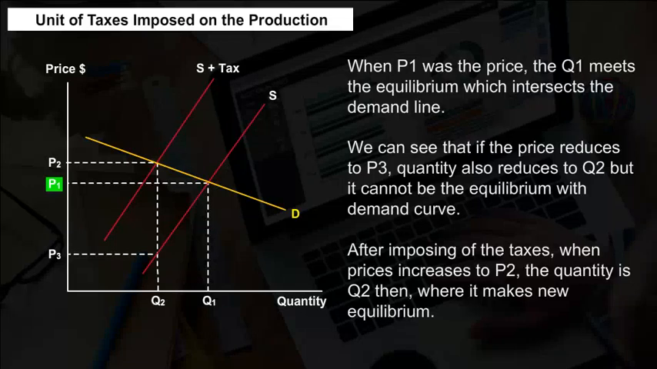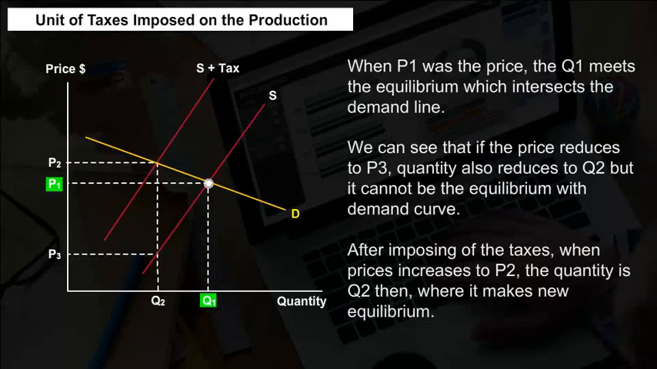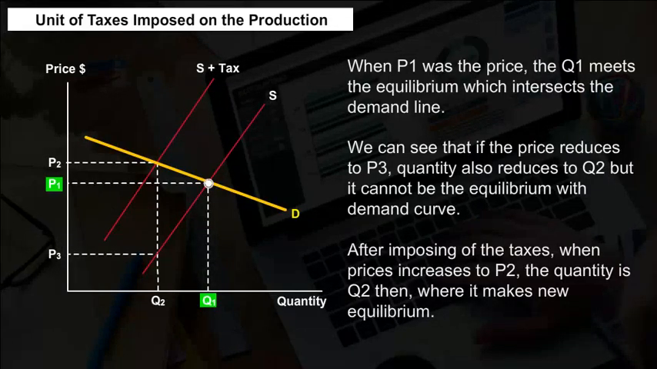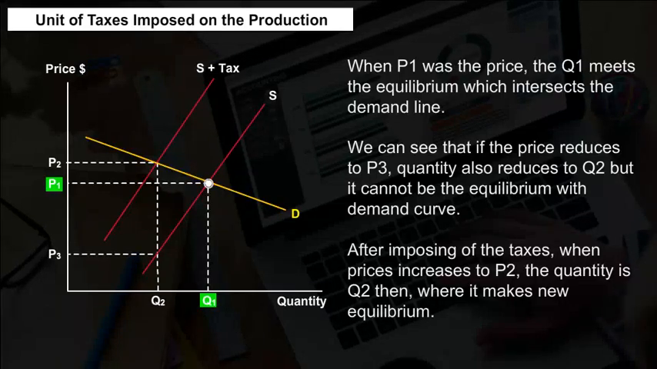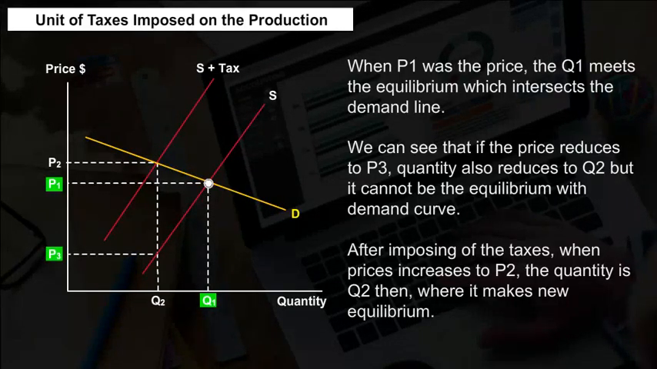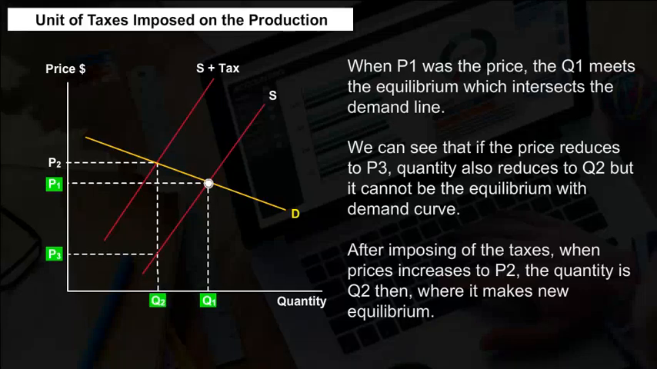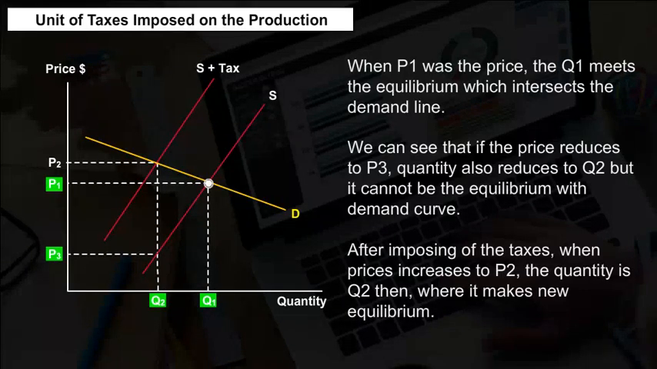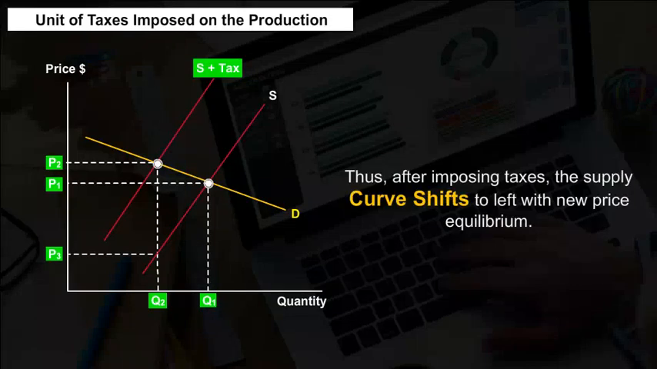When P1 was the price, Q1 meets the equilibrium, which intersects the demand line. We can see that if the price reduces to P3, quantity also reduces to Q2, but it cannot be the equilibrium with the demand curve. After imposing the taxes, when the price increases to P2, the quantity is Q2, where it makes a new equilibrium. Thus, after imposing taxes, the supply curve shifts to the left.